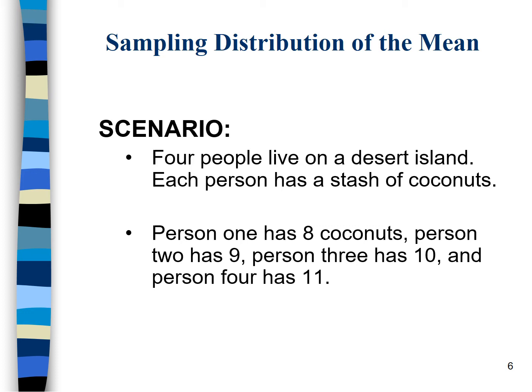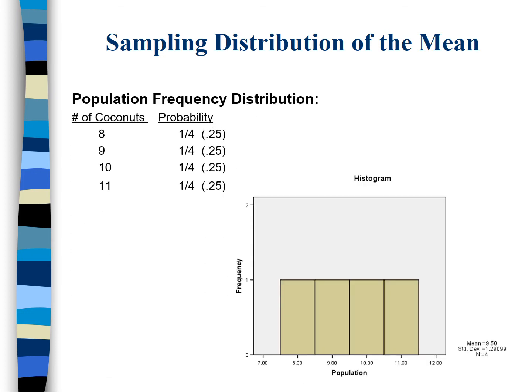So to quickly recap, the entire population of individuals on this island is 4 people. Each of those 4 people has a stash of coconuts. And then, as we see in this second bullet point, I tell you how many coconuts each of those 4 people has. So when I look at the actual population of people living on this desert island, here is what the frequency distribution and the histogram for the population look like.